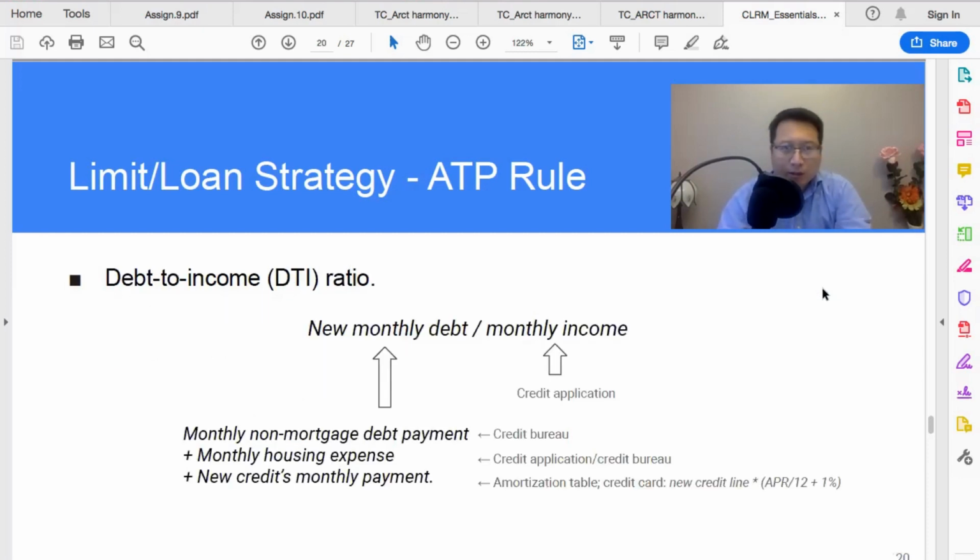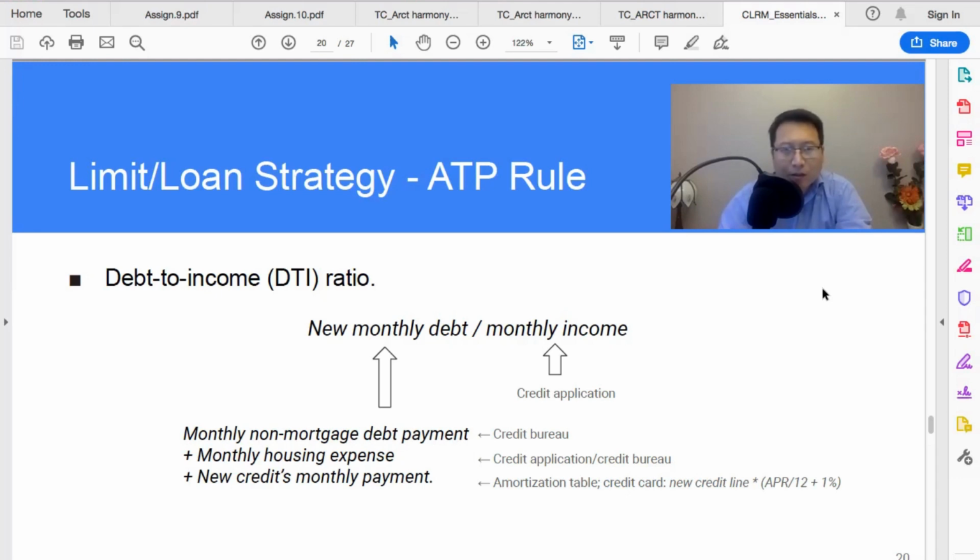First, debt to income ratio. This is the most commonly used method to evaluate a consumer's ability to pay. The formula is very easy. It's the new monthly debt after the loan is extended divided by the monthly income. Let's break it down and look at it further. The monthly income is simply what the consumer reports on the credit application. If it's annual income, you divide it by 12.